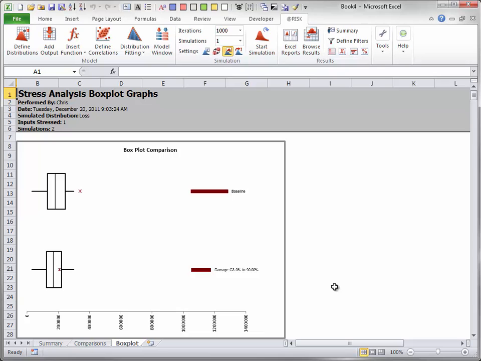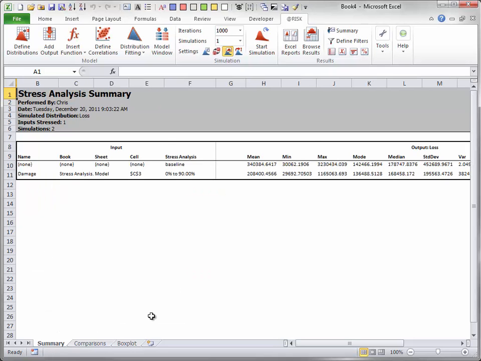Now the results compare the same baseline as before to the conditional loss you face. For example, your conditional mean loss is now about $208,000. Again, however, remember that your chance of incurring this loss is only 90%. The other 10% of the time, you incur no loss because the insurance company protects you. Therefore, your actual mean loss is only 90% of $208,000, or about $187,000.